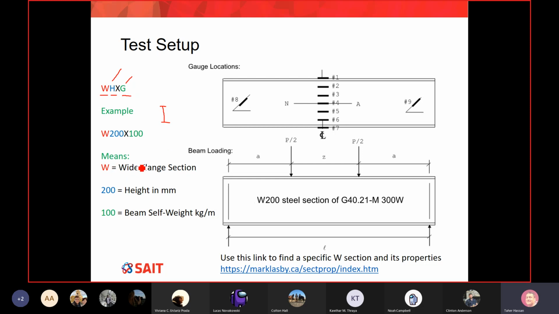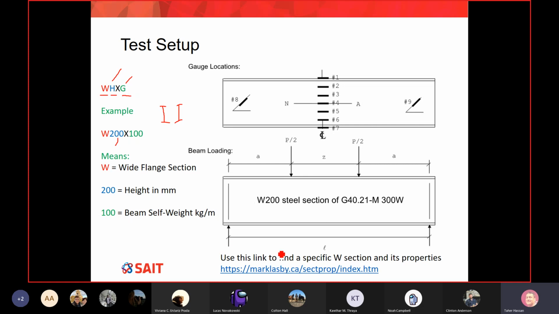But the word W means wide flange section. The 200 number here is simply the normalized height of the beam. It's the height of the beam, so basically it's this dimension. And then 100 is simply the self weight of the beam in kilograms per meter. So if I take 1 meter of the beam, then the self weight will be 100 kilograms.